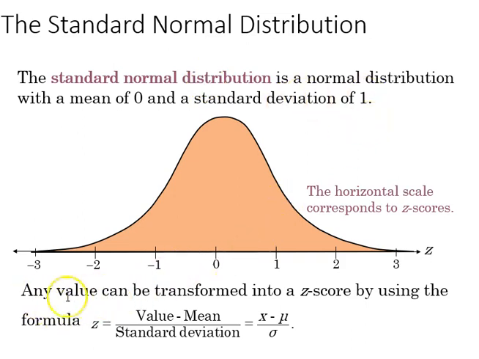And the nice thing about this is any value can be transformed into a z-score by using the formula of z is equal to the value minus the mean. So we know that's the deviation divided by the standard deviation. So we're just going to be standardizing the deviation. And that will give us our z-scores.